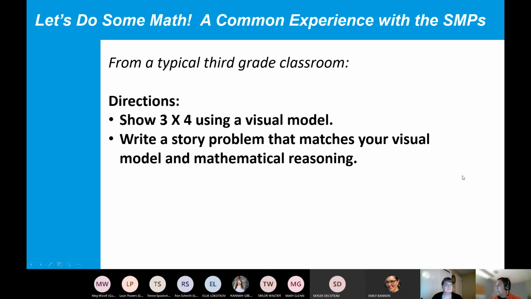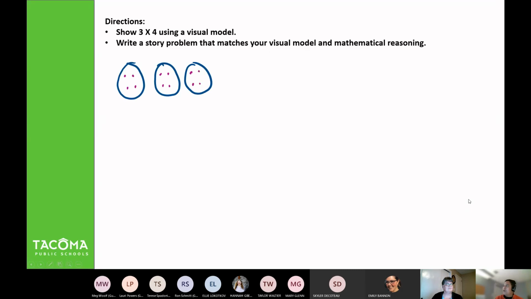So I'm going to advance my slide. One of the ways that our students might think about it is in this kind of circle and dots model. So I have 3 friends, I'm giving 4 pieces of candy to each friend. How many pieces of candy did I give away?